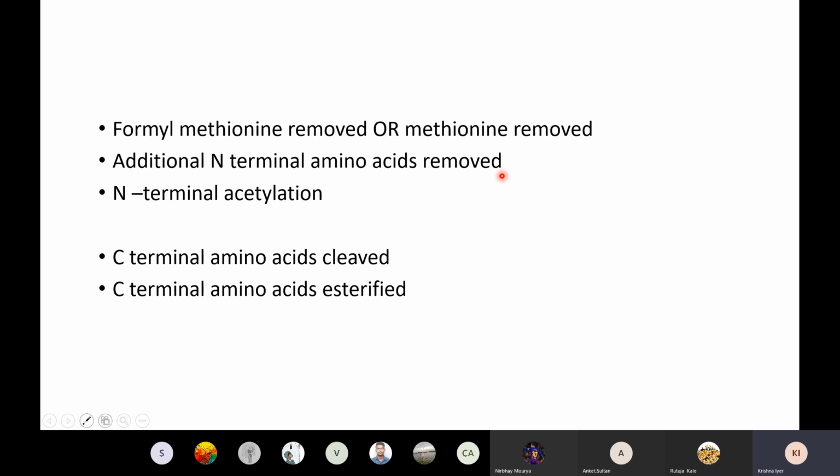Once a protein reaches that location, that signal sequence is usually removed, and that is what we mean by removal of additional N-terminal amino acids. In the same way, at the carboxy terminal also, amino acids might be removed as part of the maturation of the protein, or the carboxy terminal may be esterified. The next slide tells you a few of these things.